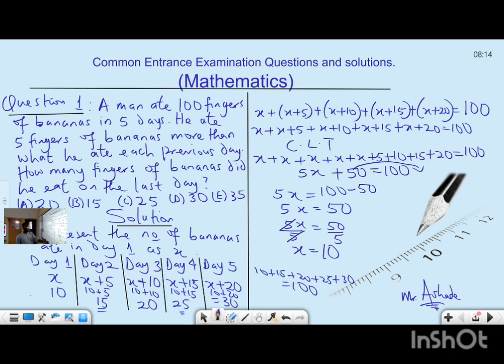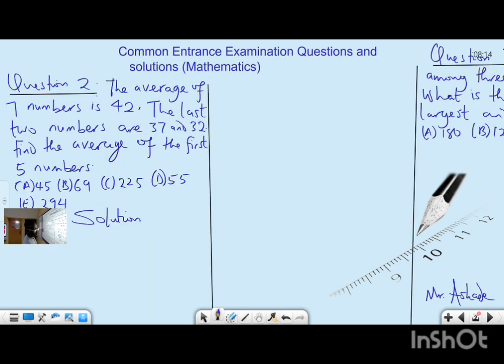And we can see that the next day is 5 more than the previous day. So this is how to solve this kind of question, and I hope I've been able to do justice to this and it is well understood. Alright, we go straight to the next question quickly.